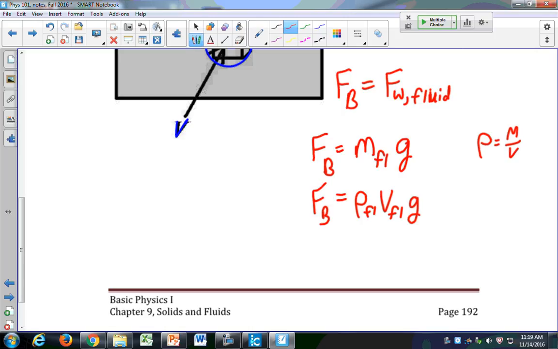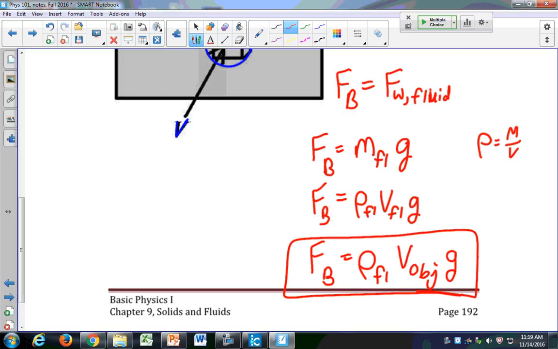The volume of the object, or at least the submerged volume of the object. So our buoyant force then, and our expression, this is on your equation sheet, is that FB is equal to the density of the fluid, times the volume of the object, times the acceleration due to gravity. And then that is our buoyant force.